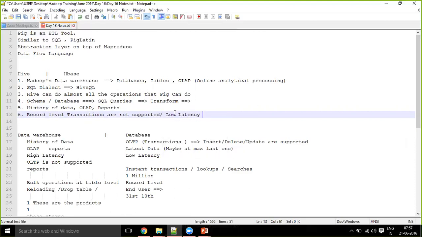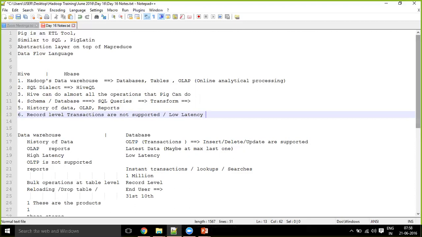Since you will perform your queries on a huge amount of data, you should not expect your results to come within milliseconds or seconds, at least. If your data is small, then you may expect your results to come faster, in seconds, obviously not in milliseconds. Okay, so these are the features when I compare with a traditional data warehouse.